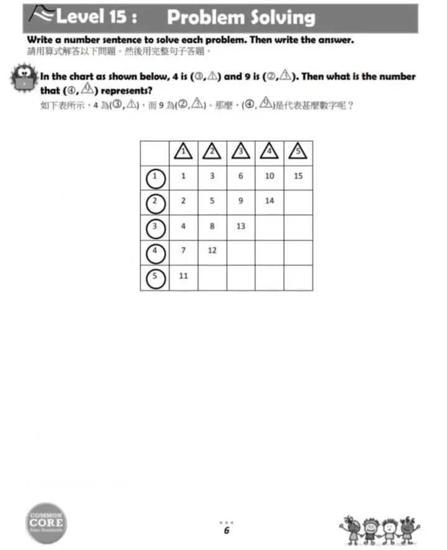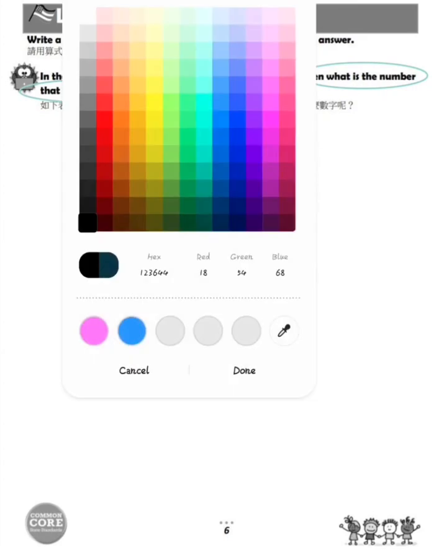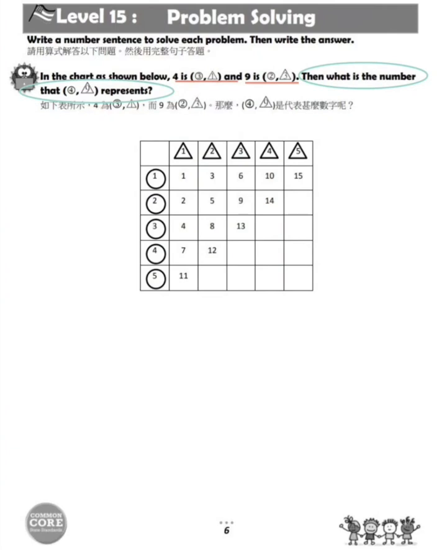Let's go to page 6. In the chart as shown below, 4 is 3, 1, and 9 is 2, 3. Then it's asking you what is the number that 4, 9 represents. So first let's check it. When we have 3, 1, here is 3, and here's 1. When we have 3, 1, it is a 4. Then if we have 2, 3, here is 2, and here's 3.